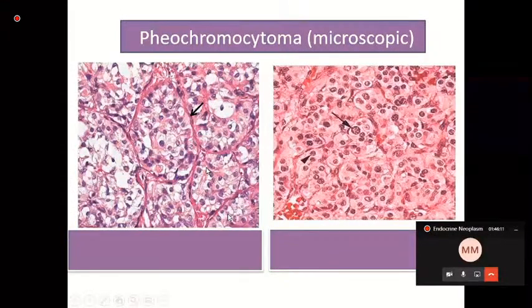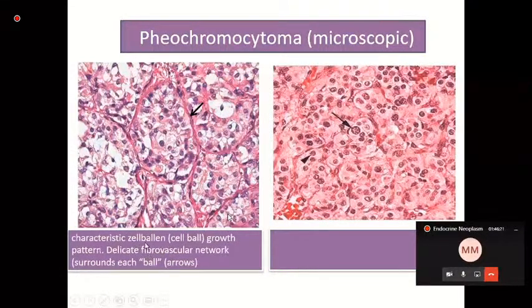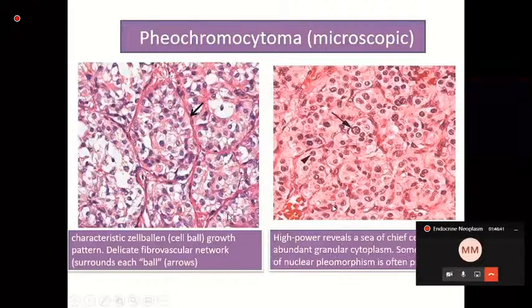Okay. So the histological features of pheochromocytoma, you can see like balls, we call the zellballen, or cell ball growth pattern surrounded by fibrovascular tissue. Okay, and it is composed of chief cells. Can you see? The cells are granular. Can you see the cytoplasm is eosinophilic and granular? Okay. Here we reveal the chief cells with abundant granular cytoplasm with nuclear polymorphism.